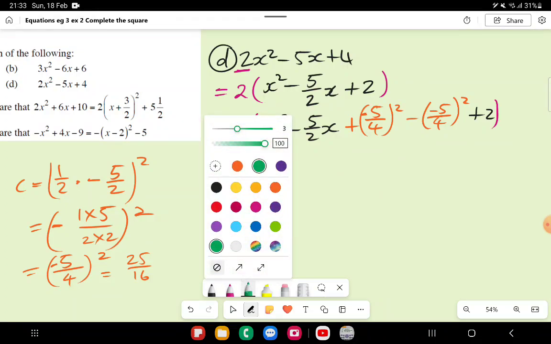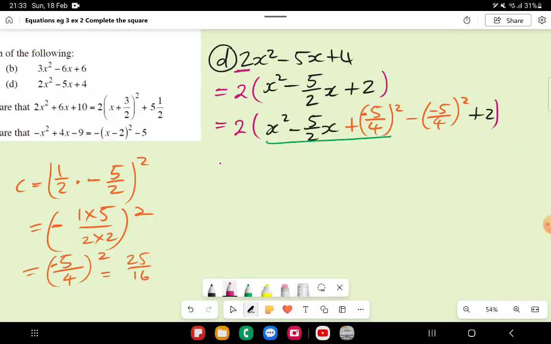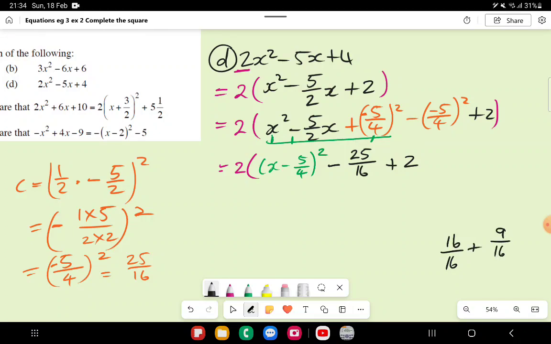Now we want to do our green bracket, which is going to be those three terms, perfect square. So this equals 2, open bracket, x minus, so it's this one square root, this minus, and then this one without a sign, 5 over 4, close bracket, squared. Okay, on the outside I have got minus 25 over 16 plus 2. So 25 over 16 is going to be 16 over 16 plus 9 over 16, if I'm not mistaken. So that is 1, and 9 over 16 doesn't simplify either. So we keep it as that, 9 over 16.